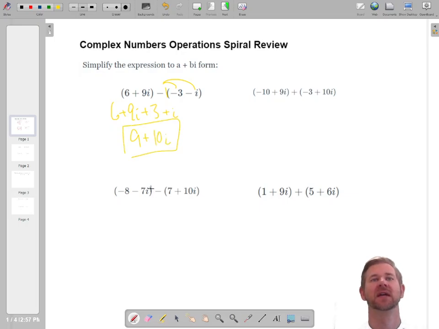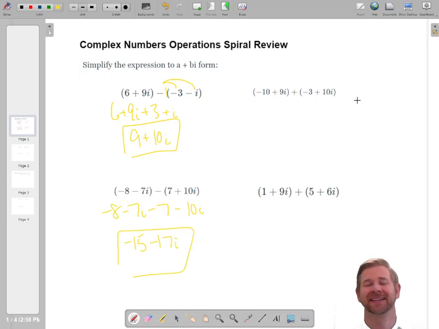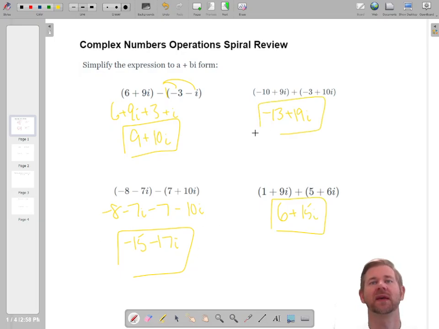Okay, that's it. If you distribute the negative, you get negative 7 and negative 10. And then combine the real parts: negative 8, negative 7 is negative 15. Negative 7, negative 10, negative 17. Great. If you're adding, the parentheses don't mean anything. 10 and negative 3 make negative 13. 9 plus 10 is 19. 1 plus 5 is 6. 9 plus 6 is 15. Okay, so addition, subtraction, you don't even have to know what a complex number is.